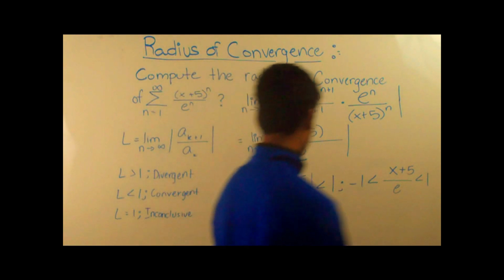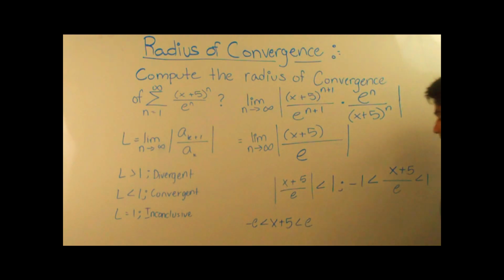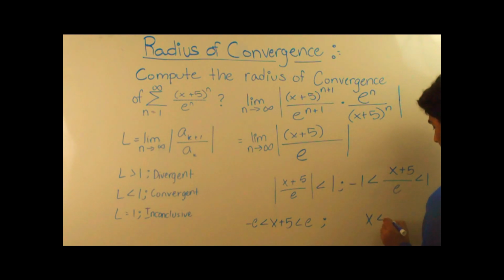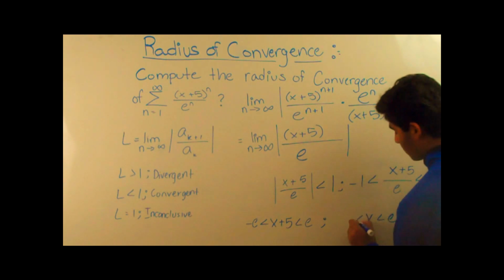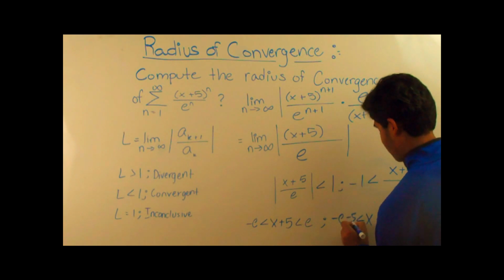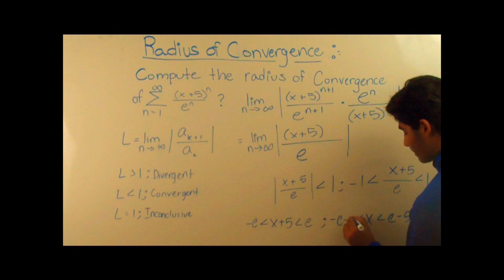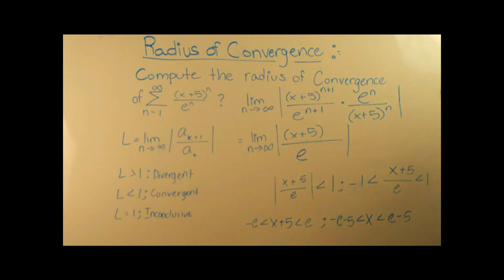And now the final step is subtracting 5 from both sides. That gives us that x is less than e minus 5, but greater than negative e minus 5. So now what do we do? We have this interval here. Now if we remember that picture that we drew in the beginning, we can figure out what the radius of convergence is. We have this interval, and we know that the radius is the distance from the center of the interval to one of the endpoints.